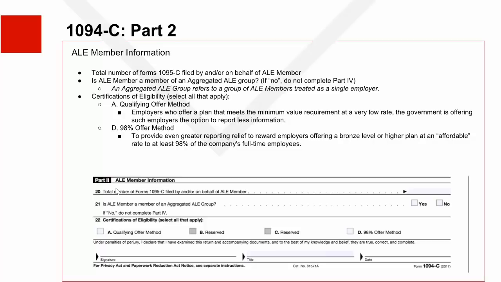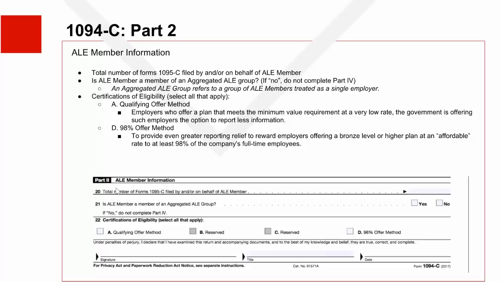Then we have line 21, which asks if the ALE is part of a larger aggregate group. Your answer to this question quite heavily affects how you fill out the rest of the 1094-C, so please make sure to label it accordingly. If the answer is no, then you're in luck. You don't have to fill out part 4 of the 1094-C. But if you do, keep in mind that has a trickle effect to the rest of the 1094-C.